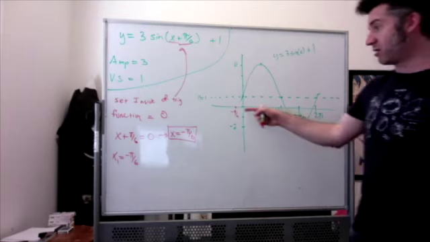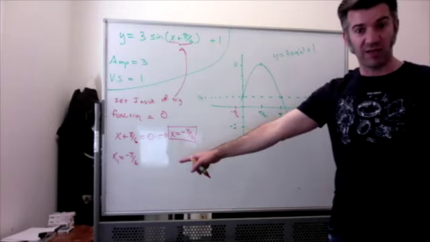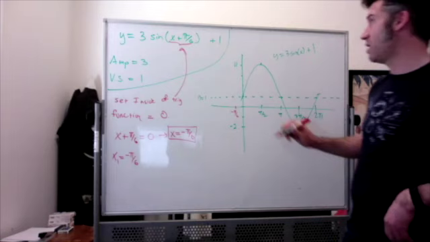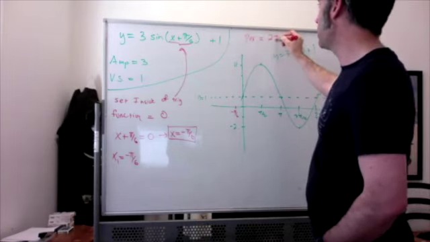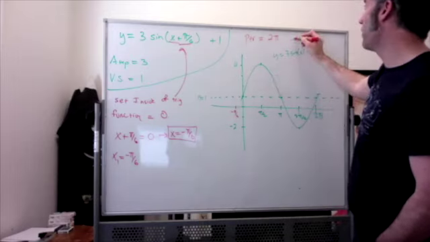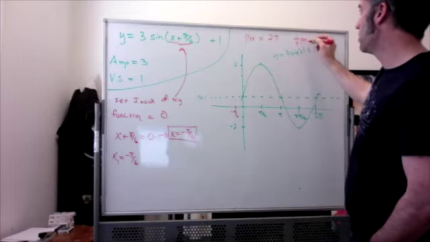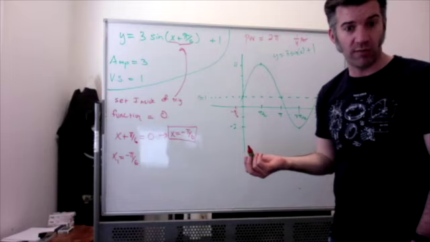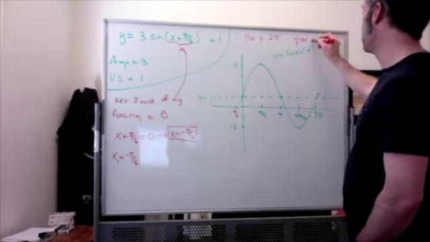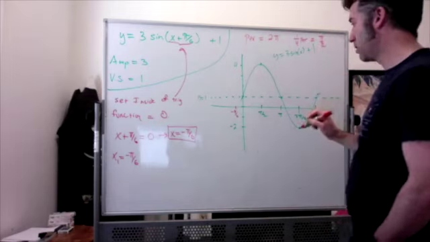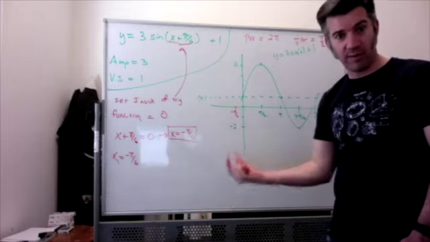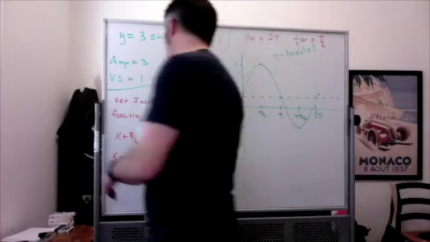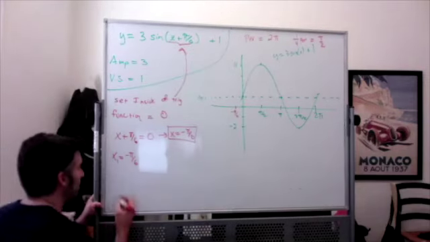But now I'm starting pi over 6 to the left, at negative pi over 6. But my period is still good old 2 pi. And 1/4 of my period is 2 pi divided by 4, which is 1/2 of pi, or pi over 2. So what I'm going to do is take my new starting point and add 1/4 of my period 4 times. So my first point is going to be negative pi over 6.